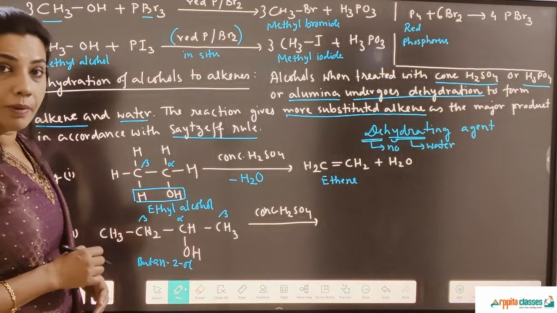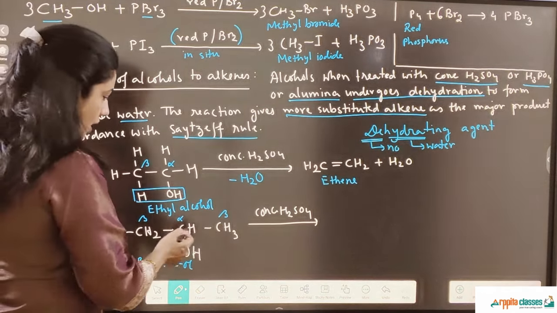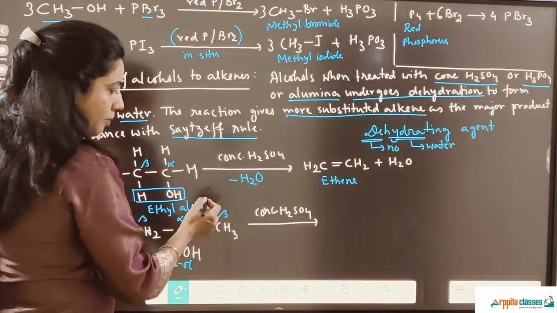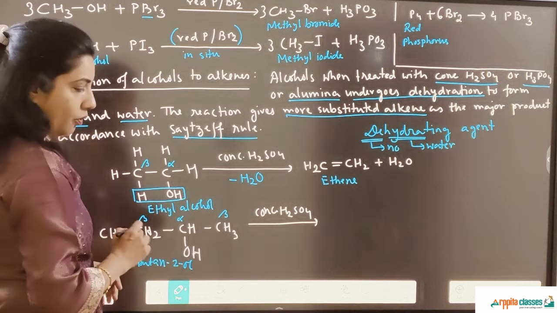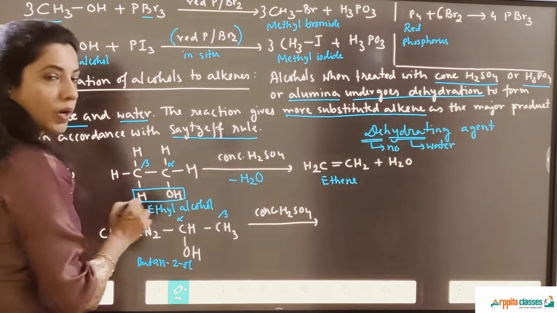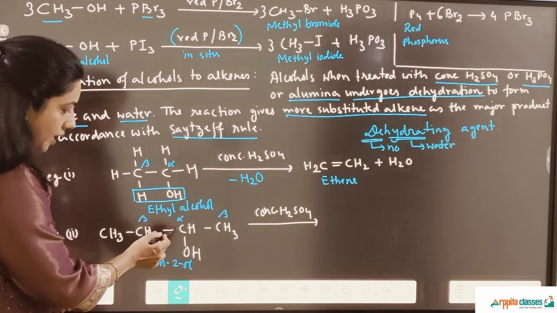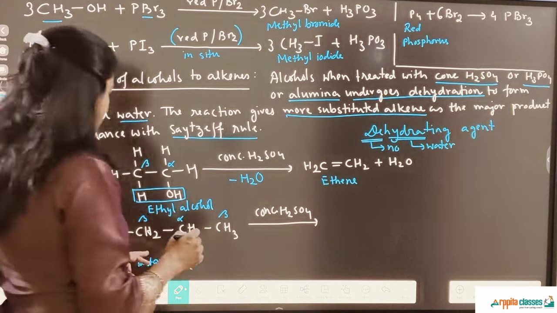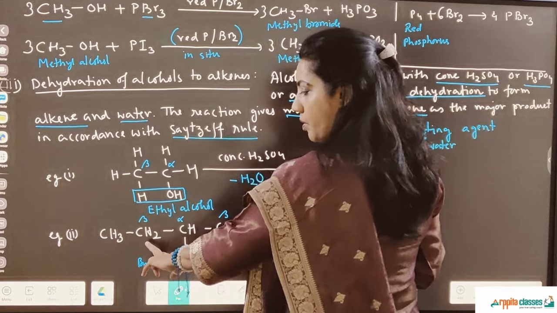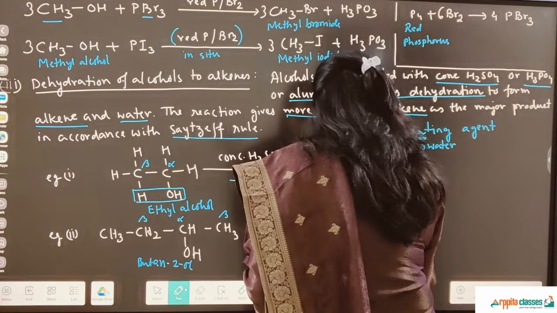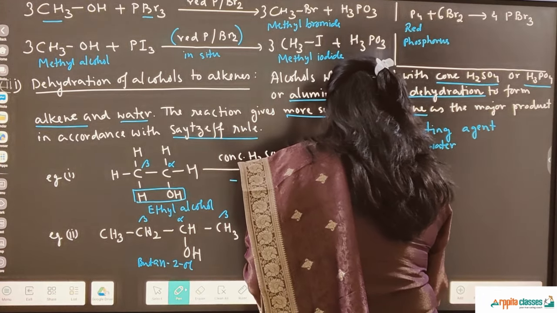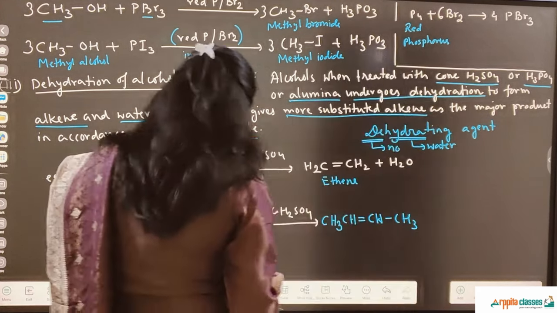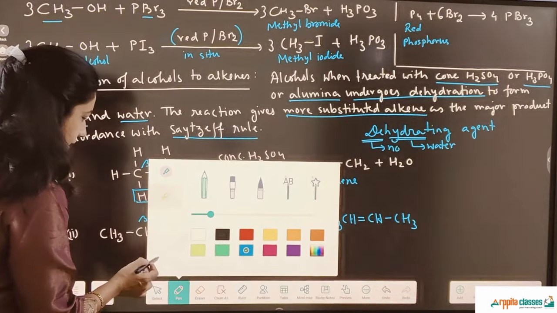So there are 2 different beta carbons, and therefore there are 2 different types of beta hydrogens. So if the hydrogen is removed from this carbon, we get a double bond in between these 2 carbons. And if this is removed, we get a double bond in between these 2 carbons. So according to this, we get 2 different products. First, if the hydrogen is removed from this carbon, we get a product as CH3 CH double bond CH CH3. I hope you understood. I'll just draw it like this.